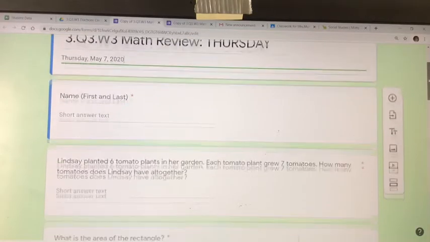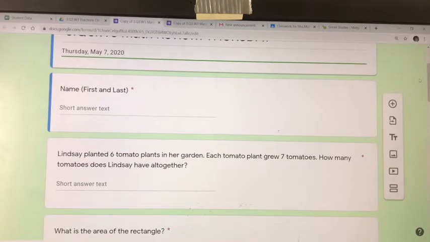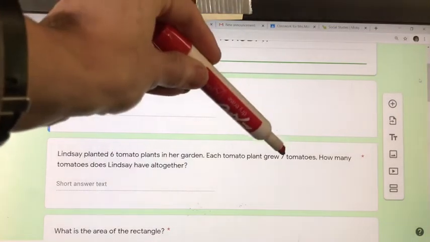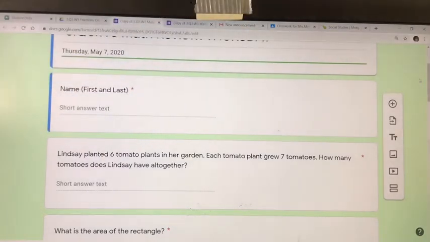Let's look at problem number 1. It says Lindsay planted 6 tomato plants in her garden. Each tomato plant grew 7 tomatoes. How many tomatoes does Lindsay have altogether? All right, so I know the first thing I'm going to do after I read it is look at my numbers, 6 and 7. I know I have to use those two numbers.